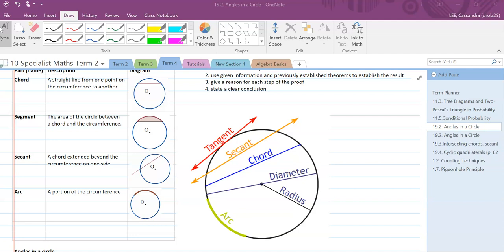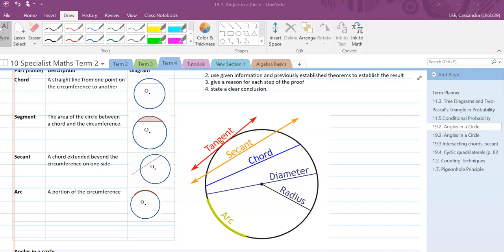Here we have a secant. So a secant is a chord that extends beyond the circle. Here we have a chord. So a chord is like a cut through the circle that does not extend past the circumference. And then an arc would just be a small proportion or a small portion of the circle.